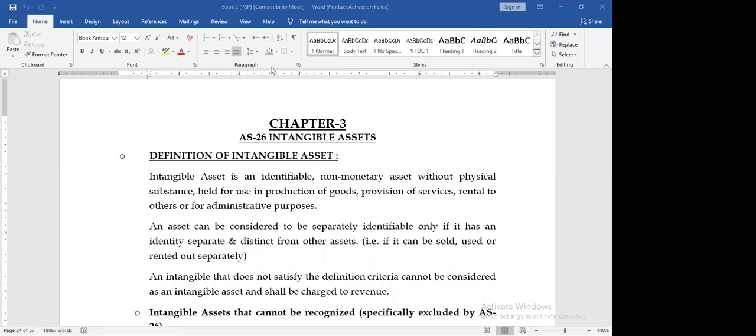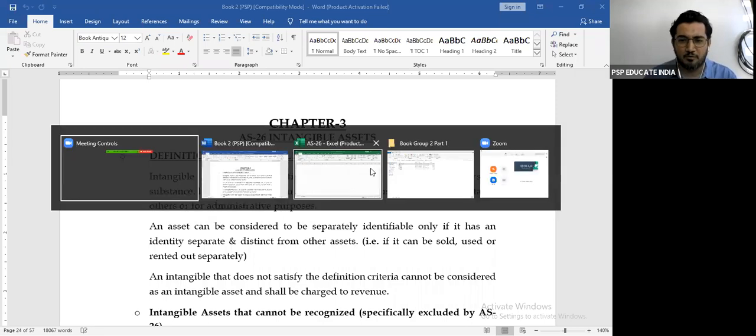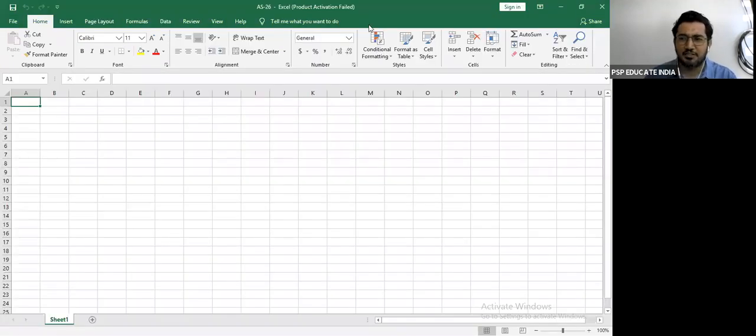Okay. Fine, then let's begin with accounting standard 26, intangible assets. Right, very good standard to understand. Interesting standard. You have practical and theory both concepts. So please pay attention. It says AS-26, intangible assets. Now, before we go to intangible assets, there are a couple of things that I want to explain to you.